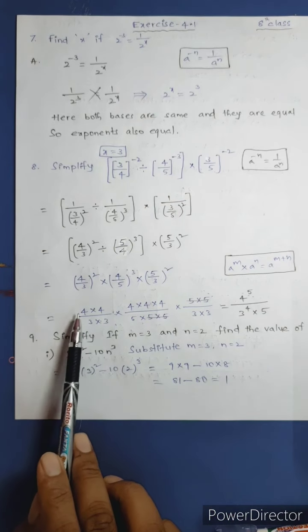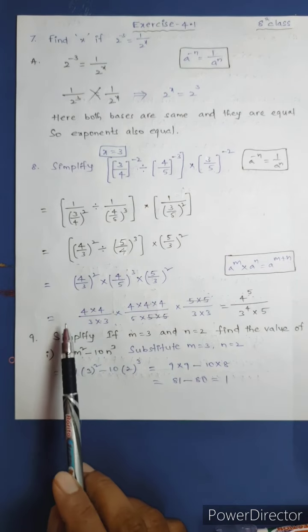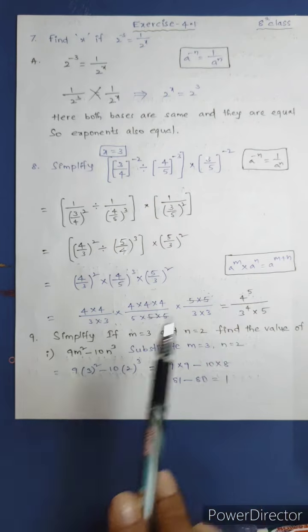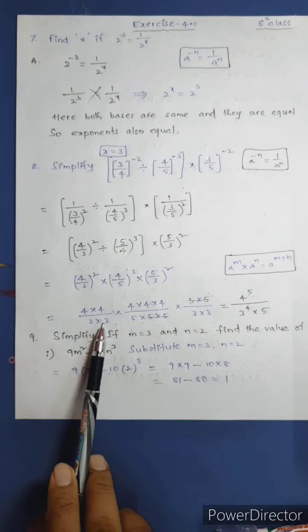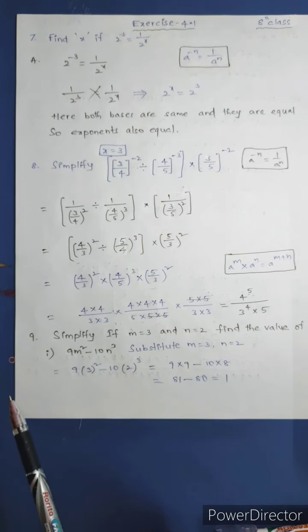Again you use this formula, a power of m into a power of n is equal to a power of m plus n. How many 4s are here? 1 2 3 4 5. So 4 power of 5. How many 3s? 1 2 3 4. 3 power of 4 and remaining this 5. Next, ninth problem.